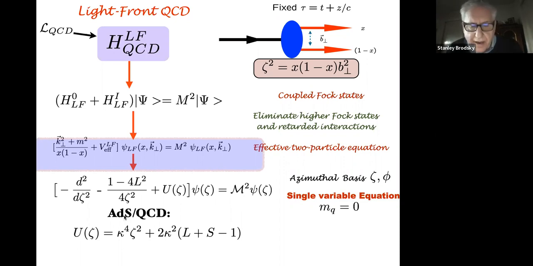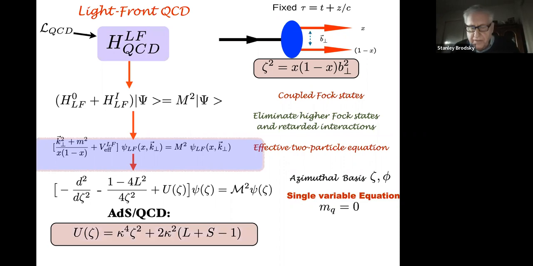However, you don't know what U of zeta is, but actually there's a hint from anti-de Sitter space. It turns out that in Lightfront Holography, we actually have a good hint of what this U is, because when you put this in, it explains the entire hadronic spectroscopy. So it's kappa to the 4 zeta squared, which is a color confining potential, and 2 kappa squared with the spin terms. This is actually a remarkable result that comes from anti-de Sitter space. But once you use this, you actually have a Lightfront Schrödinger theory, which is remarkable. Of course, it's for zero quark mass. You can put the quark masses in at any time.